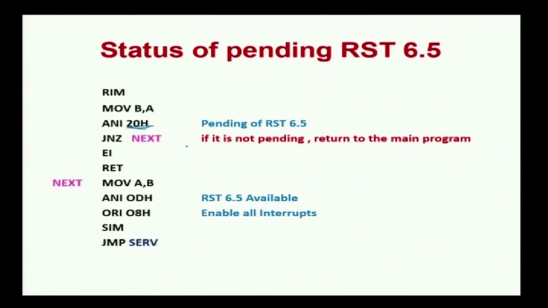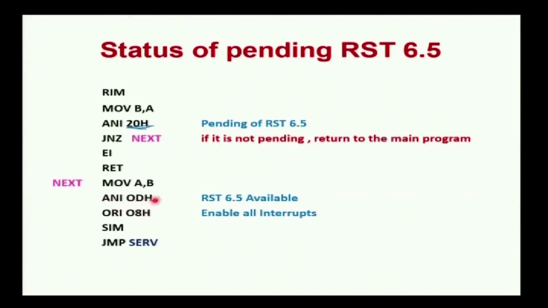First I will explain how the program will work. We are reading the RIM instruction, loaded into the temporary register, then we are checking whether 6.5 is pending or not by executing the ANI 20 instruction. If it is yes, then this value will be non-zero. If it is not in the pending status, again we are enabling the interrupt, then return back to the main program without servicing any other interrupts. If it is in pending status, then automatically we get the non-zero value, then we go to the subprogram where we are activating the interrupts.